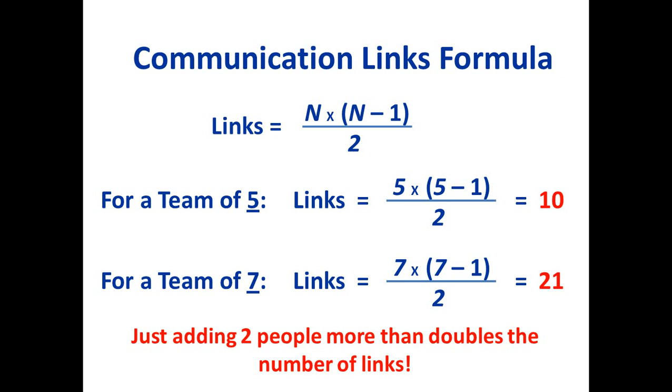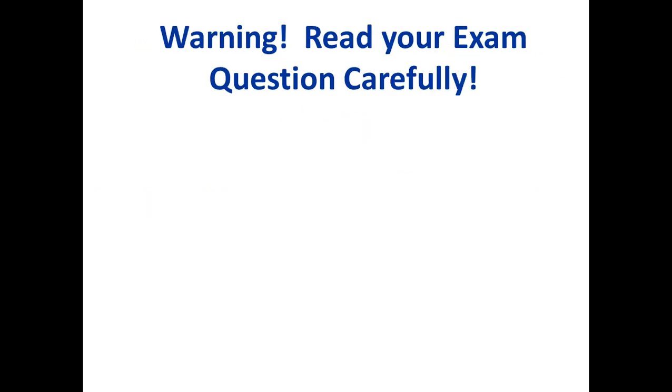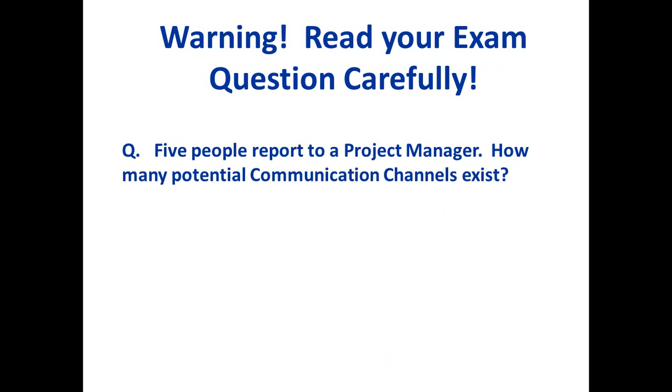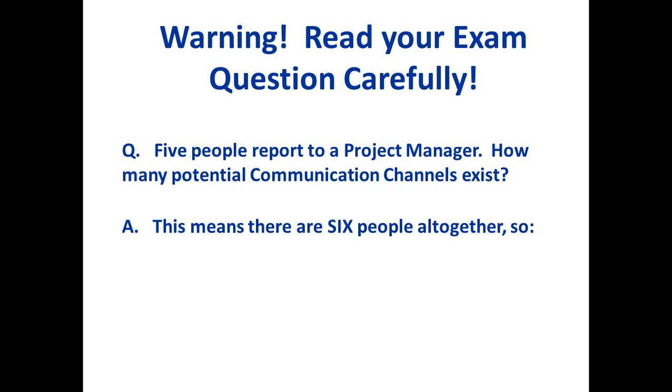Okay, let's think about how a question might come up on the exam. Well, firstly, read it carefully. Even in a simple situation like this, you might think, well, I'll just plug the numbers into the formula. But be careful, read the question. If 5 people report to the project manager, that means we're talking about 6 people altogether. So therefore the formula would be 6 times 5 divided by 2, or 15.